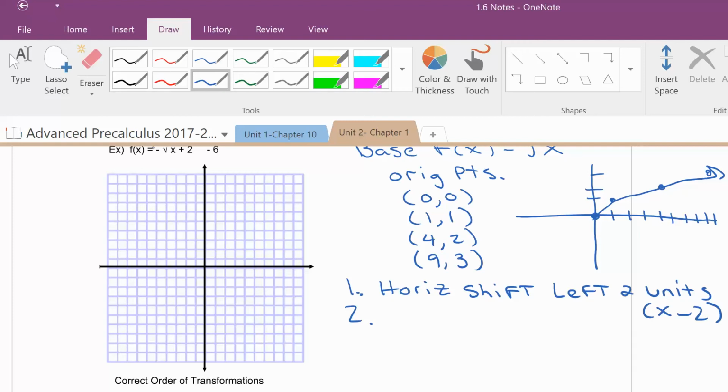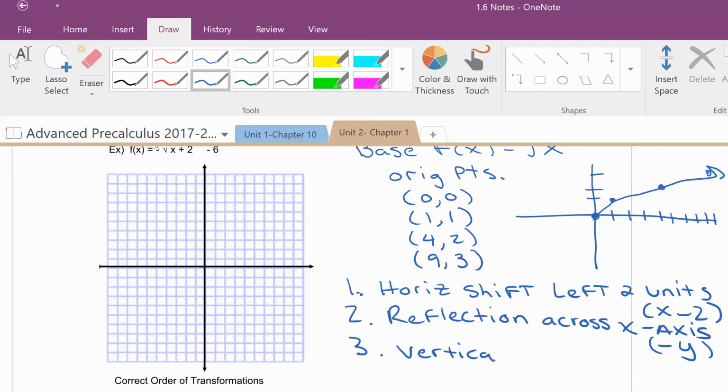Now you're multiplying by a negative sign outside, so now there's a reflection across the x-axis, because you're multiplying outside. So that's going to be negative y. And then there's a vertical shift down 6. So it's going to be y minus 6.